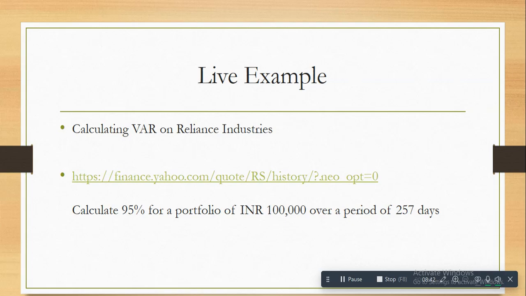Since this is a calculation based approach, we will check a live example. Here I will be calculating VAR at different confidence levels, say 95% and 99%, on one of the stocks, Reliance Industries. So say you are an investor and you have 100,000 INR, or 1 lakh rupees. You want to go ahead and buy stocks of Reliance Industries.